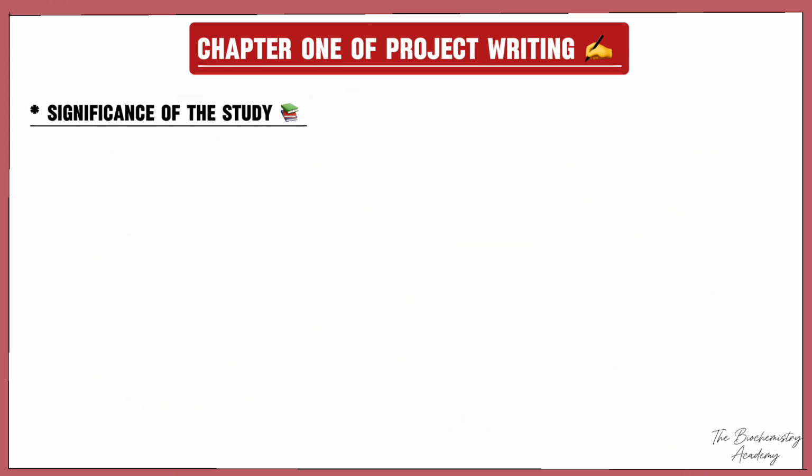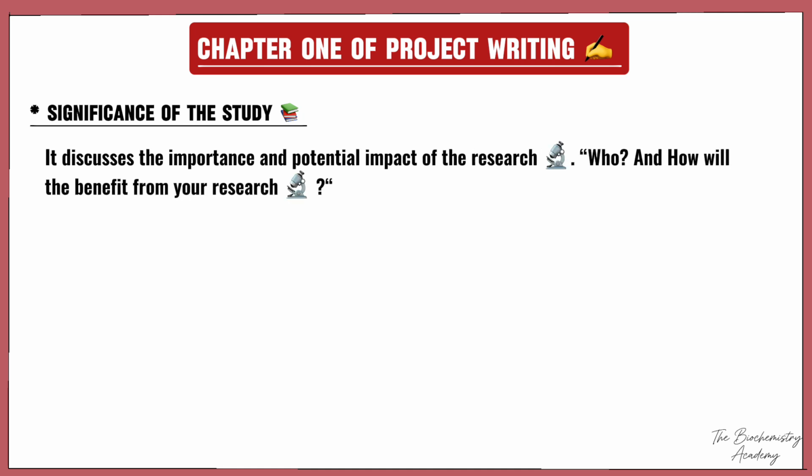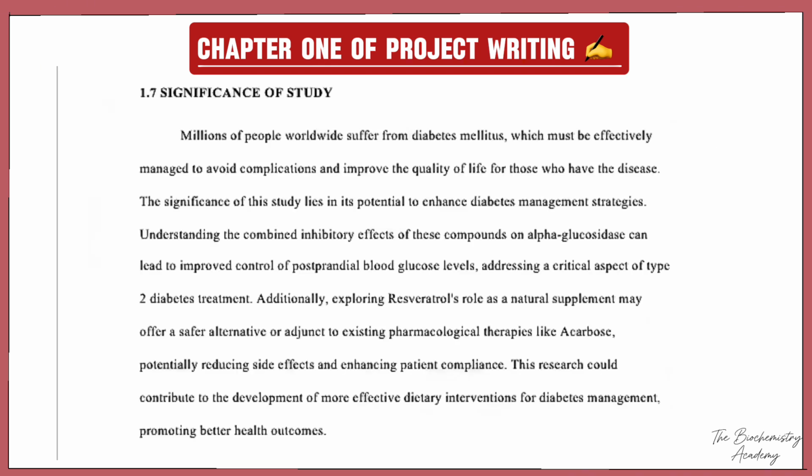Next is the significance of the study. The significance of the study discusses the importance and the potential impact of the research. It explains the potential benefits of your research, who will benefit and how they will benefit from it. Its length is usually 1 to 2 paragraphs, which emphasizes the positive impact of your study. An example of the significance of study looks like this.